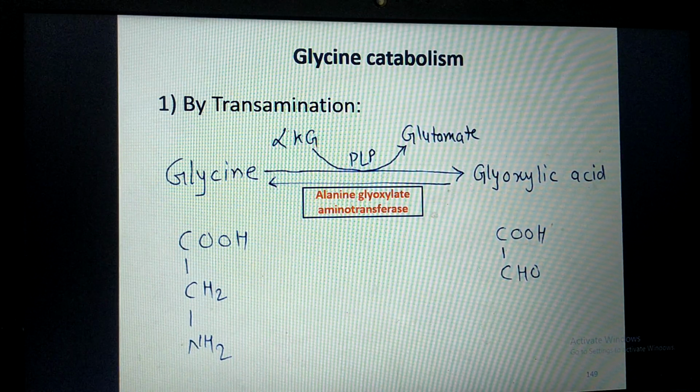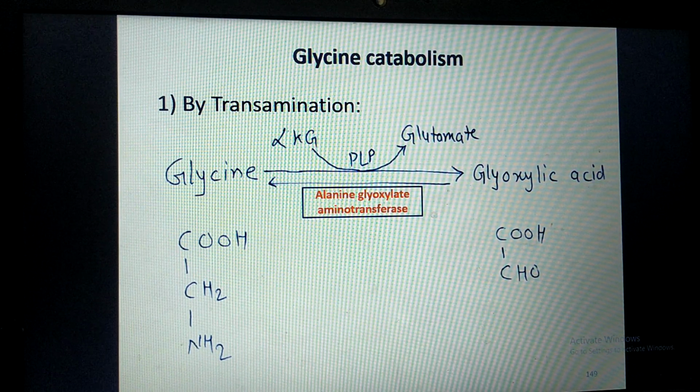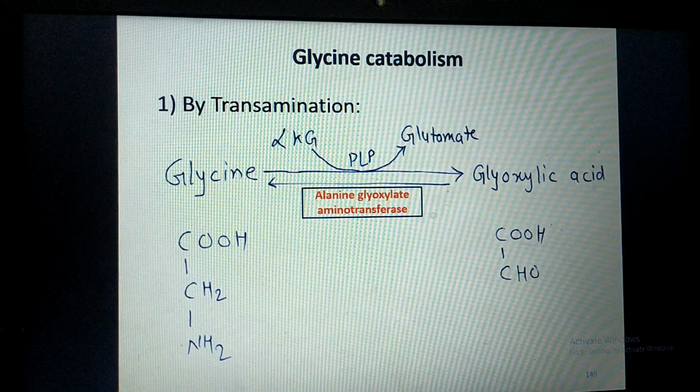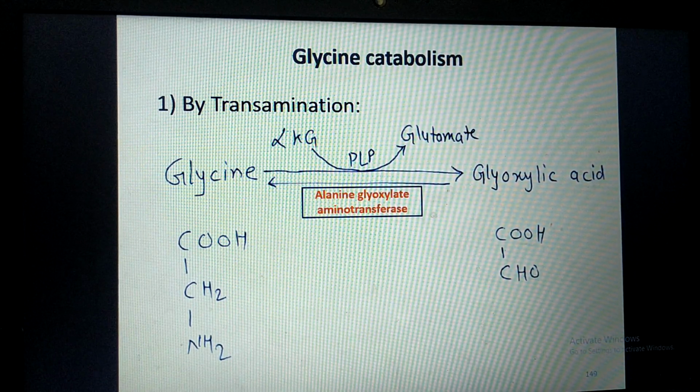Now we will see catabolism of glycine. If we reverse the reaction that we have just studied, then glycine is converted into glyoxylic acid. Here glycine donates its amino group to alpha-ketoglutarate to synthesize glutamate, and after removal of the amino group, glycine is converted into glyoxylic acid. The enzyme is the same, alanine glyoxylate aminotransferase. So this is the first method of catabolism of glycine, that is by transamination. By this method, glycine is synthesized as well as catabolized according to the need of the cell.